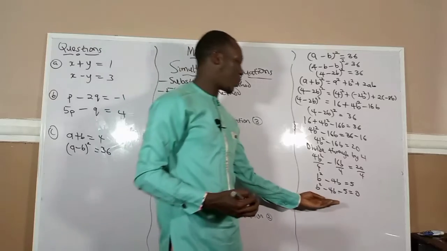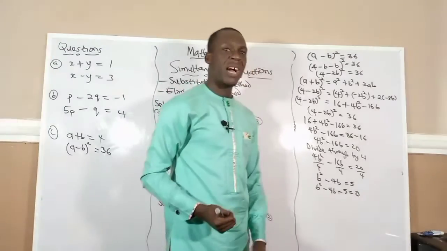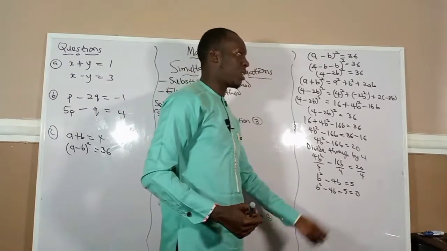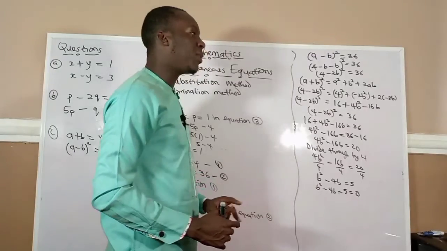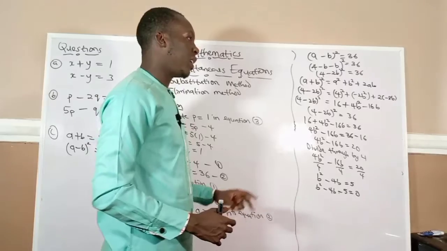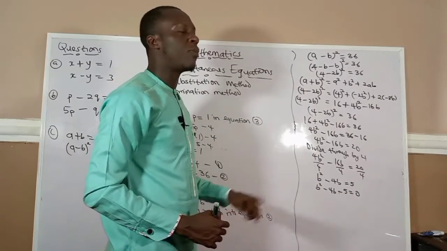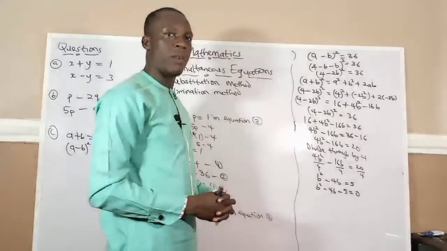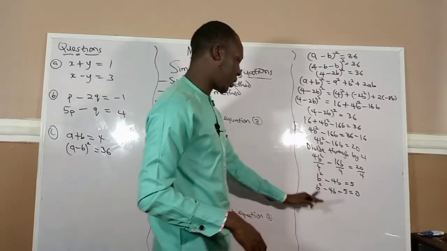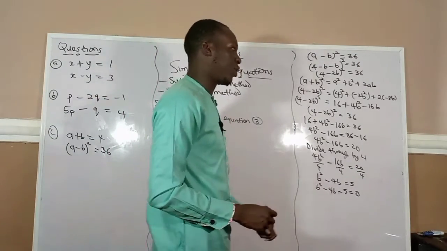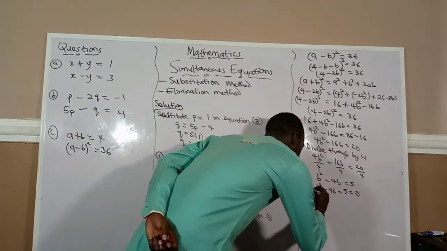This has led us to a quadratic equation, and we have a couple of methods to solve a quadratic equation. One of which is the factorization method. The other one is called completing the square. The third one is use of the general formula, and we also have the graphical method. Good. So now we're going to be using the factorization method here.